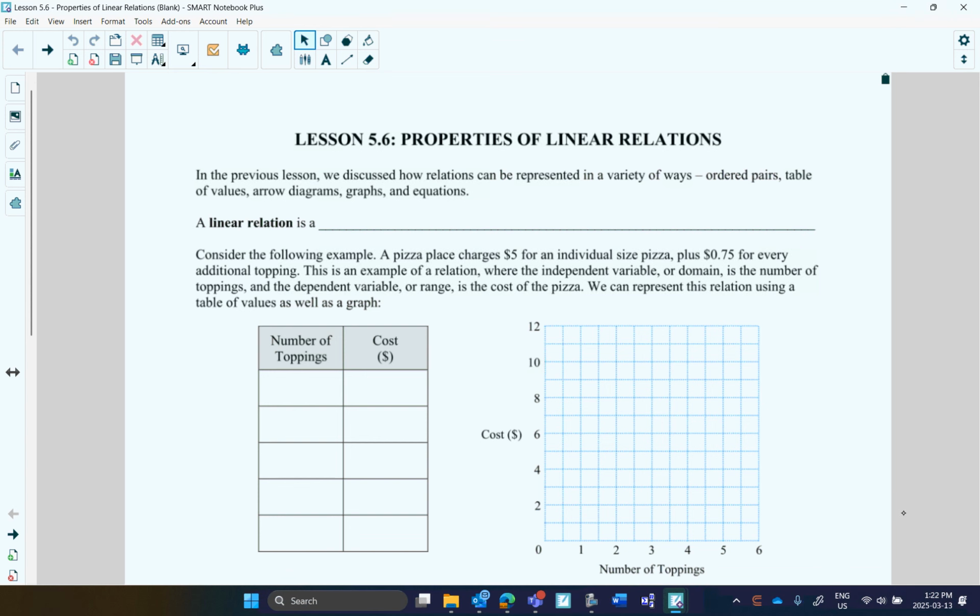We've been talking about relations, and we've been talking about special types of relations called functions. We can also group relations by other words. Like, for example, you can probably figure out half this lesson if I ask you this question.